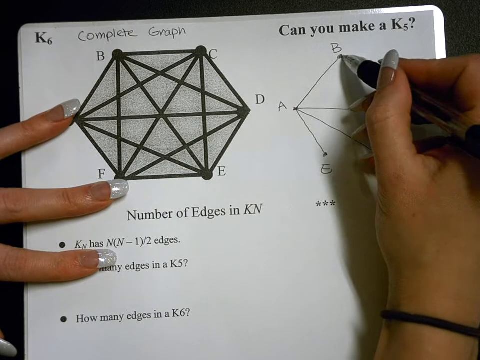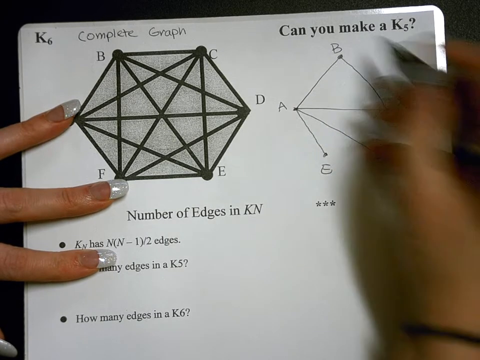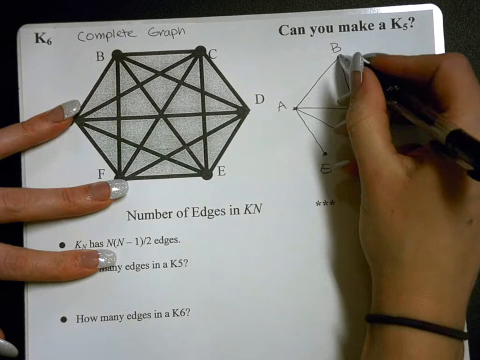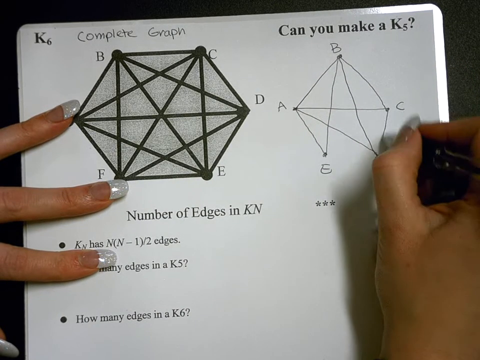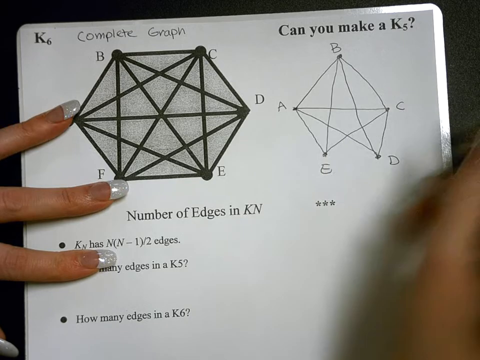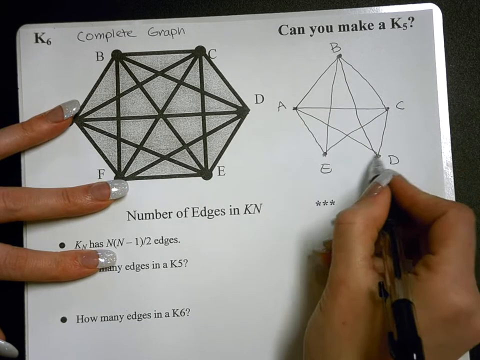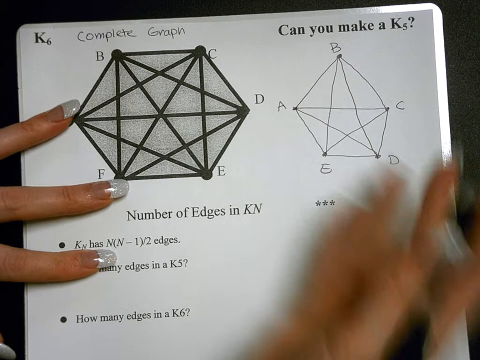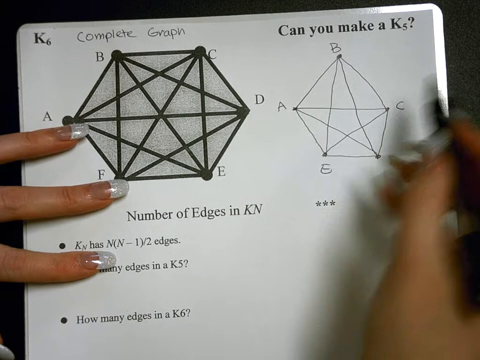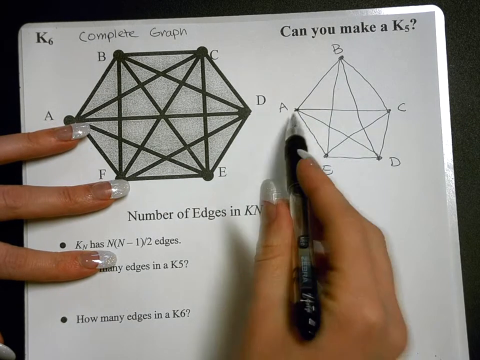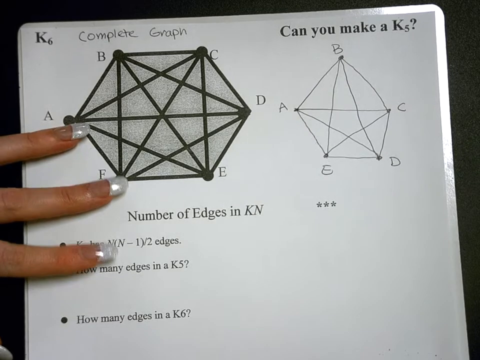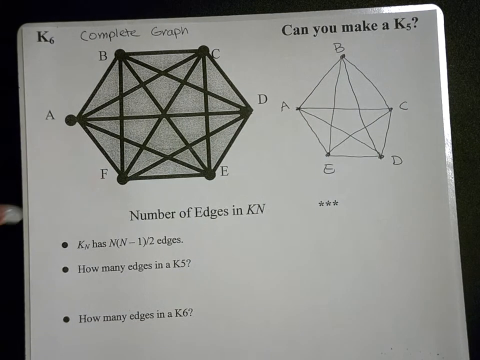B is already connected to A, so it connects to C, D, E. C is connected to A and B, so D and E. D is connected, so the last thing it needs to connect to is E, and E is connected to every other vertex. So this would be an example of a K5, a complete graph with 5 vertices where every single vertex is connected to every other vertex in the form of an edge.